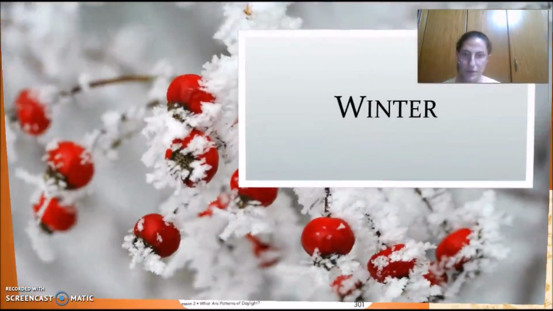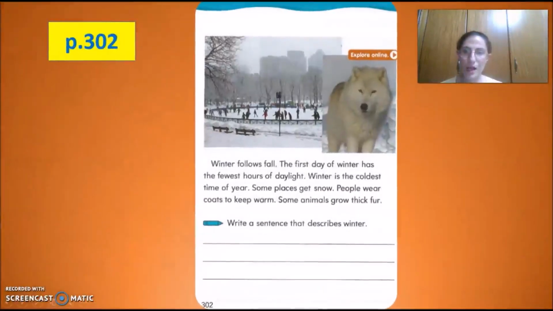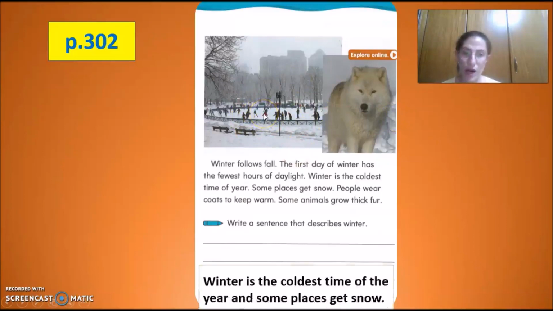Let's move on. Winter season. What do we observe in this picture? Excellent. We could observe that the snow is covering the fruits on the tree, right? Let's check out what about the winter season. On page 302, let's observe these two pictures. What do we see? In the first picture, we could spot an ice skating arena, and in the second, we could spot a fox. How do we know it is the winter season? Excellent, because the snow is what? Covering the place, and the people are wearing heavy clothes to stay warm, right?